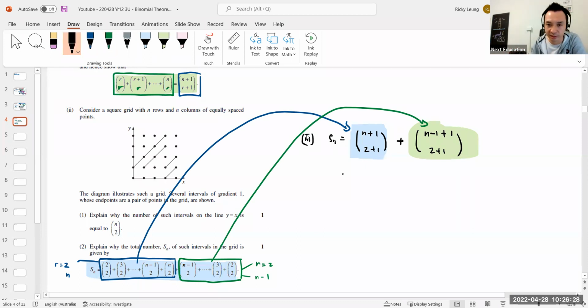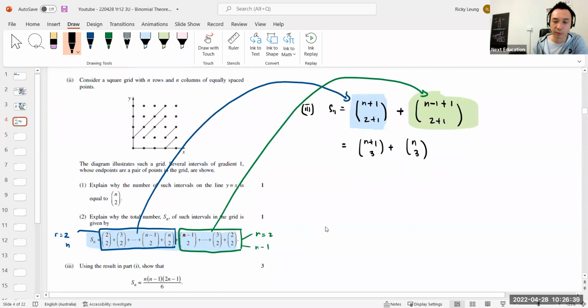Once you get that, it's just algebra with combinatorics. Let's see if we can break this quite quickly. So that's n plus 1 choose 3 plus n choose 3. Now, if they want me to write it as a fraction, they want it in factorial form. So that's top factorial over bottom factorial, top minus bottom, so n plus 1 minus 3, n minus 2 factorial, top factorial, bottom factorial, top minus bottom.